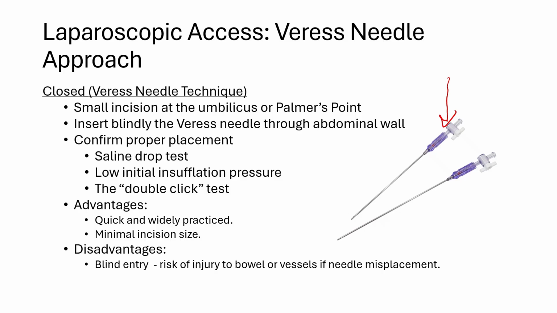Now, the advantages of using this Veress needle approach is that it's very quick. All you have to do is make a little incision at Palmer's point or inferior to the umbilicus, and then you just push through all those layers, and then you can confirm you're within the intra-abdominal space with either the saline test or the double click test or low initial insufflation pressure. So it leaves a minimal incision size and it's very quick. However, this is a blind entry approach, which is a huge disadvantage. You do run the risk of perforating some bowel or some viscera, or even causing a hemorrhage by damaging some vessels.